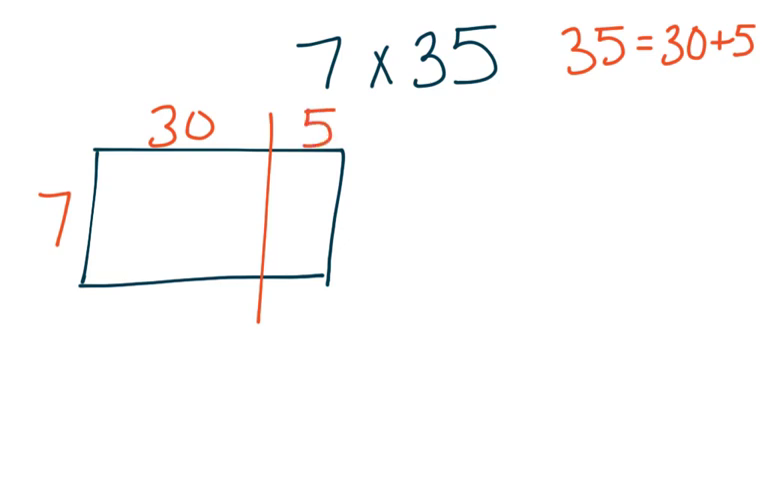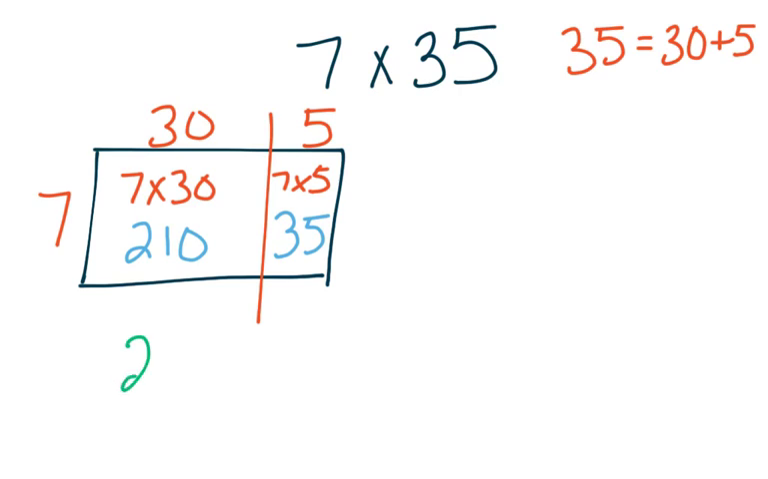Then we would label our rectangle 7, 30, and 5. And we would go ahead and write our multiplication problems inside. 7 times 30, 7 times 5. We would solve for our partial products. 7 times 30 is 210. 7 times 5 is 35. And then we would add to find our final product. 210 plus 35, and our answer would be 245.